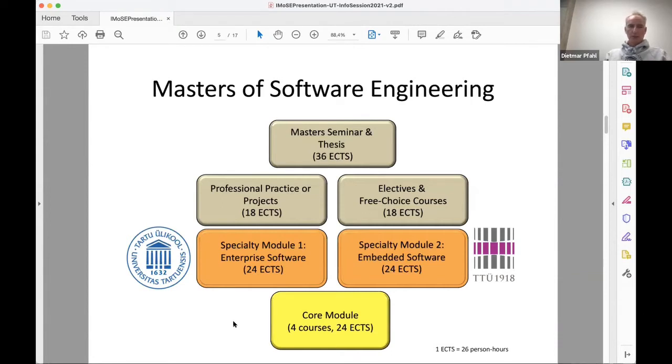And at the end, there is the master thesis, which usually should start already in the third semester and mainly will be finished in the fourth and the last semester. And accompanying that will be 2-3 credit point master seminars.